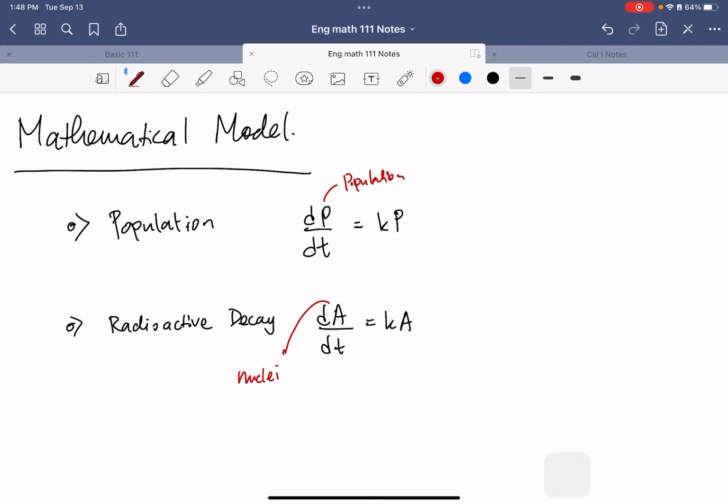Nuclei of substance, in which the substance itself will be decreasing according to some rate of the decay.